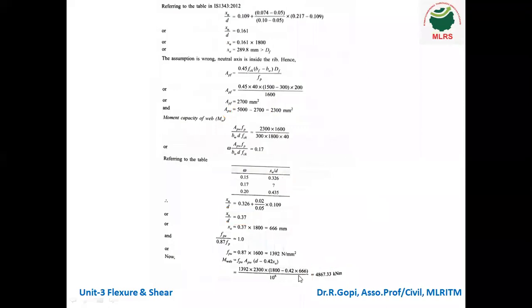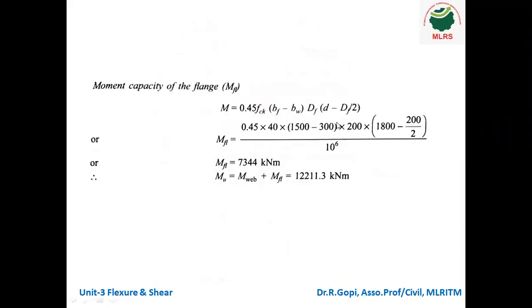Okay, students, is it clear? Actually, the problem will not end. You can see here we calculated M web only, that means the moment of resistance taken by the web only. So we have to calculate the moment of resistance taken by the flange also. This I forgot, sorry. This is the formula for the flange: 0.45 FCK (BF minus BW) into DF into (D minus DF by 2).